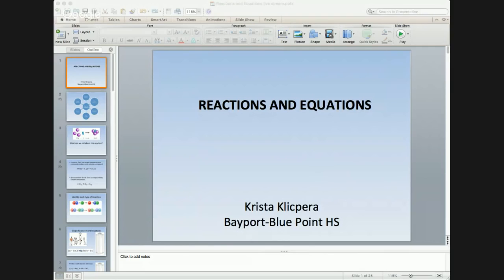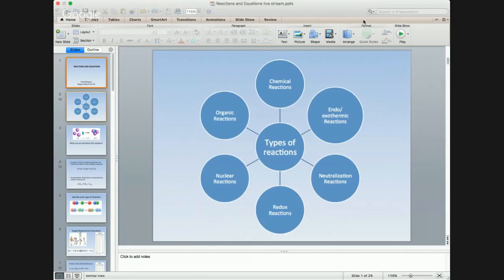And then we also have nuclear reactions. And then there are also redox reactions, neutralization reactions, endothermic and exothermic reactions. So there's a whole bunch of these different types of reactions. We're going to touch on a couple of these, and I know in your other review sessions today, you're going to touch on a lot more of them as well.